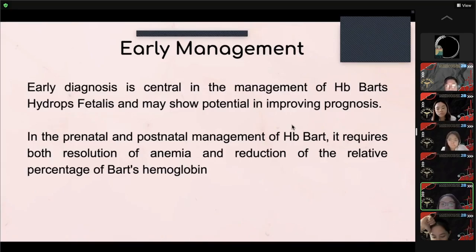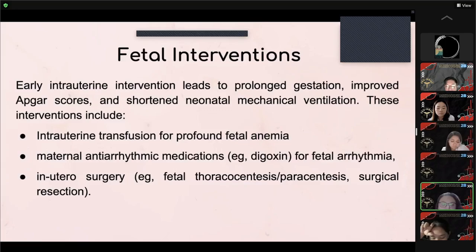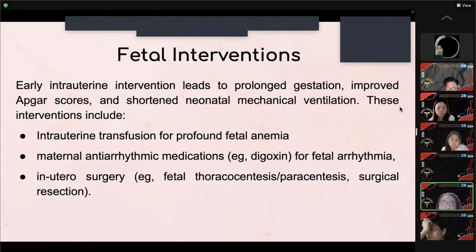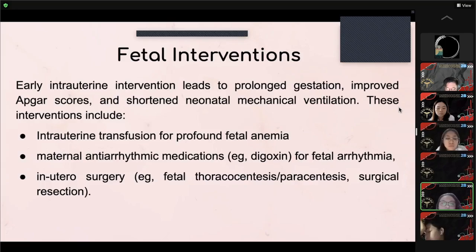The prenatal and postnatal management of HB Bart requires both resolution of anemia and reduction of the relative percentage of Bart's hemoglobin, as both measures serve to increase oxygen delivery. So for fetal interventions, these include intrauterine transfusion to prevent fetal anemia, maternal antiarrhythmic medications for fetal arrhythmia, and in utero surgery. These interventions lead to prolonged gestation, improved APGAR scores, and shortened neonatal mechanical ventilation.